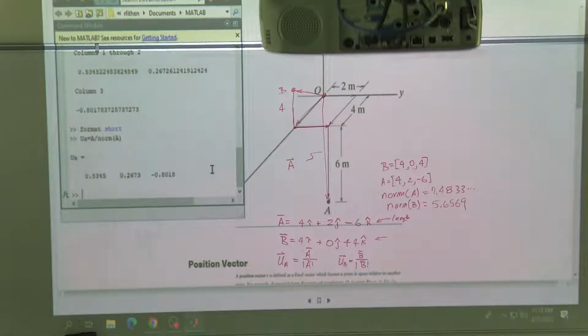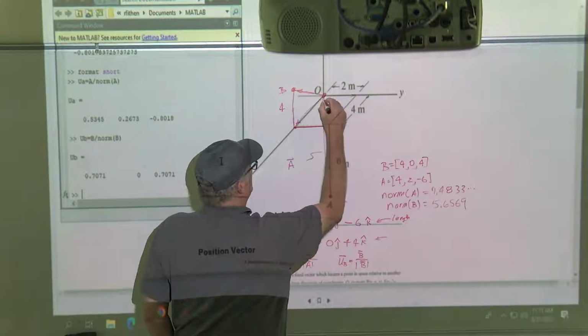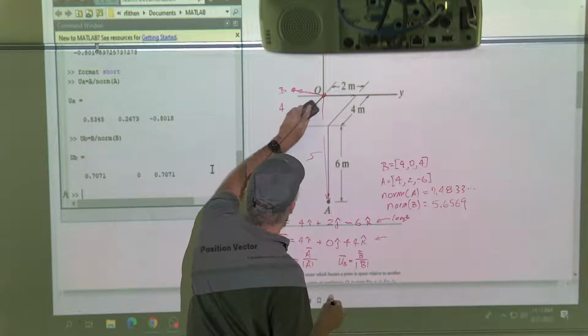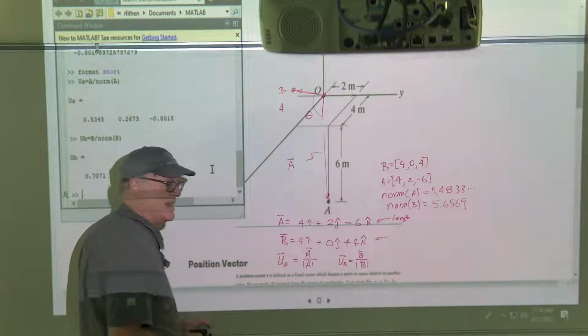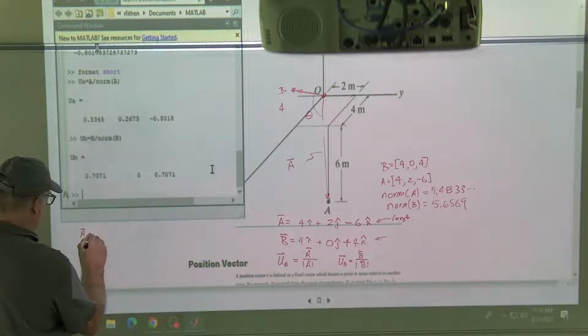Now I'm going to find the unit vector in the B direction. B divided by norm of B. And there's that. So tell me, how would I find the angle between this vector and this one? Let me erase this other one. I'm going to erase this. So I want to find this angle. How would I find that? Okay, so I've erased the dot product, but I'll put it back.